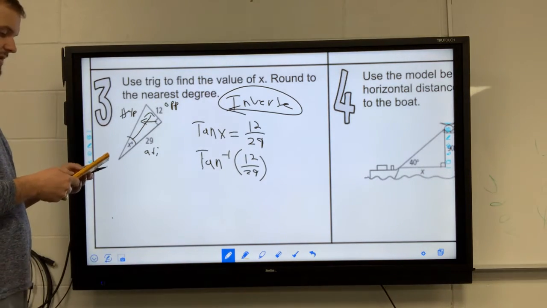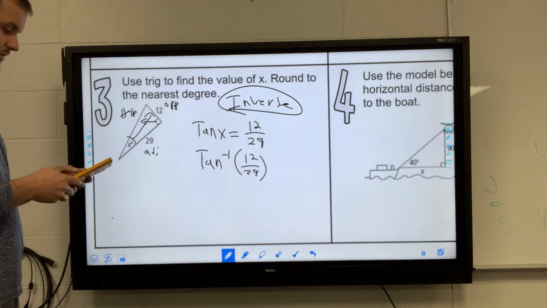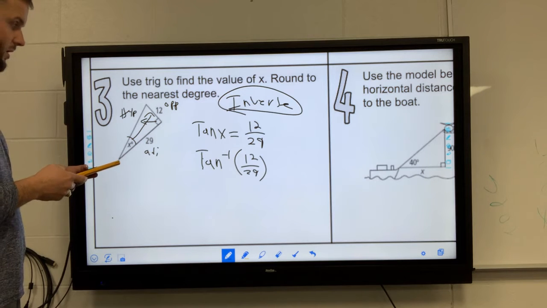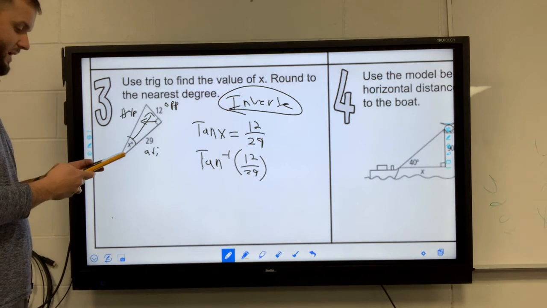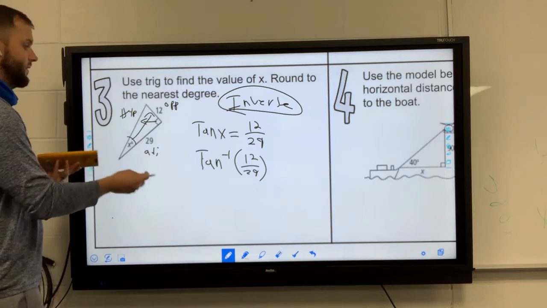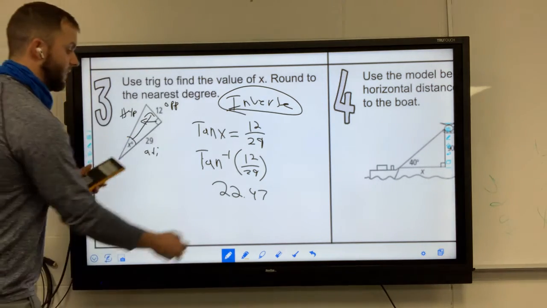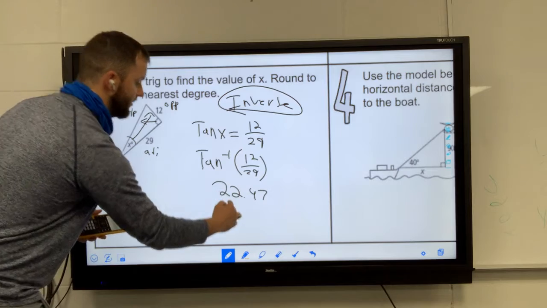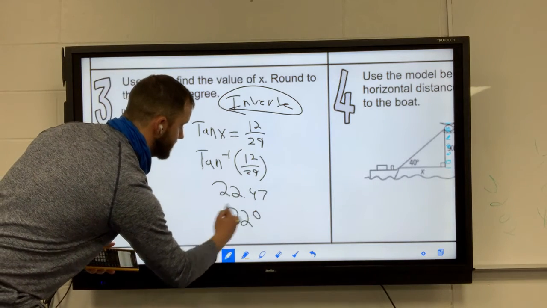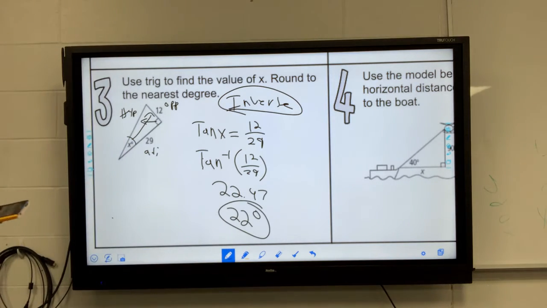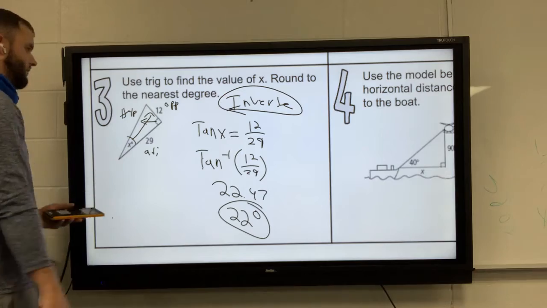So in my calculator, I'm going to be doing inverse tangent, and then I'm going to be doing 12 over 29, and then we're rounding to the nearest degree. So I get 22.47. The 4 is not going to change the 2, so that means it's going to round to 22 degrees. Jump into example number 4.